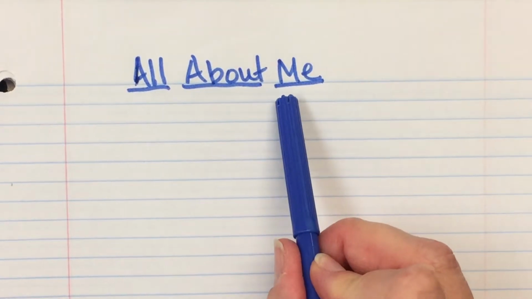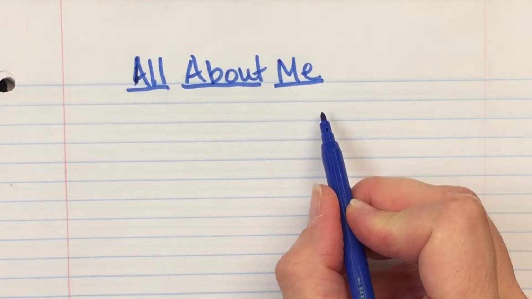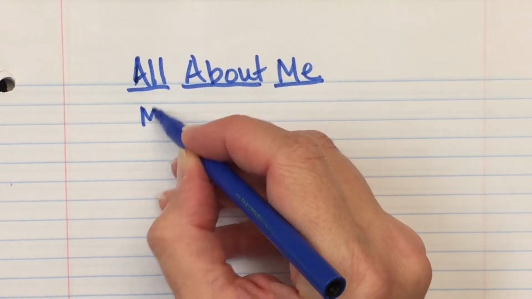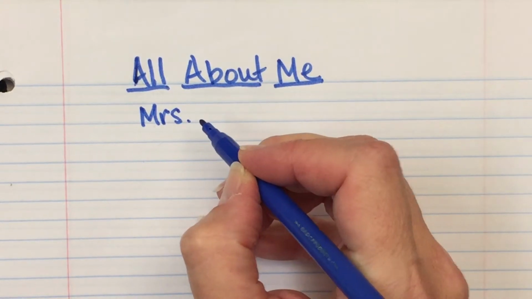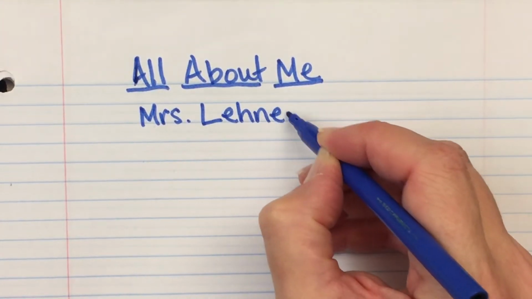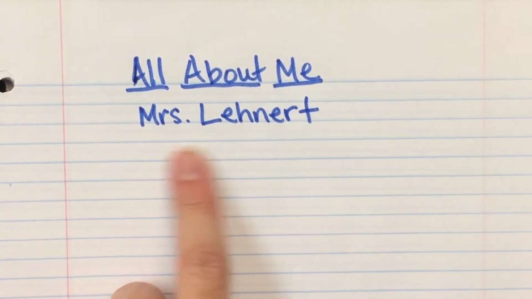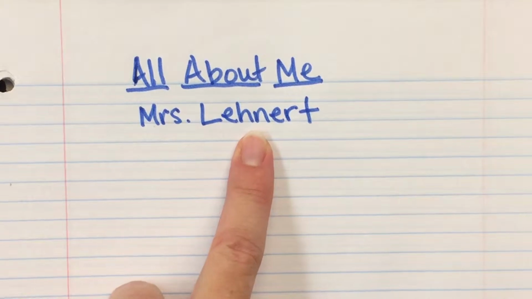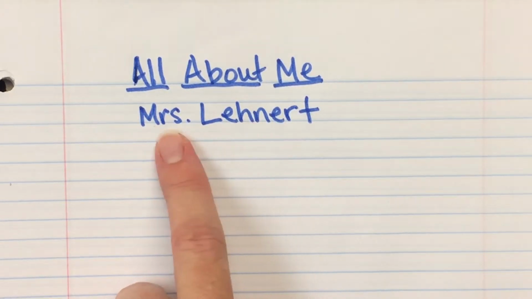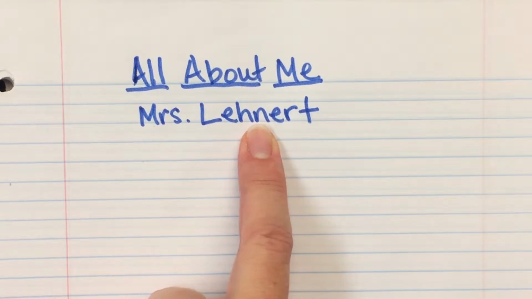Once you've got the title at the top, you're going to skip a line and then put your name, first and last name, here. I'm going to say my first name is Mrs. today. So I am Mrs. Lehnert. You are going to write your name, whatever your name is. You're not writing Mrs. Lehnert. You are writing your name, whatever your name is. First name, last name. That's what you're writing here.